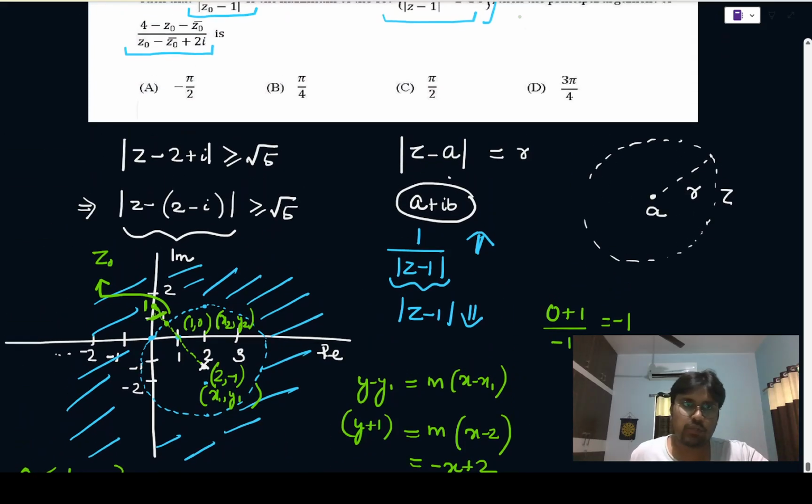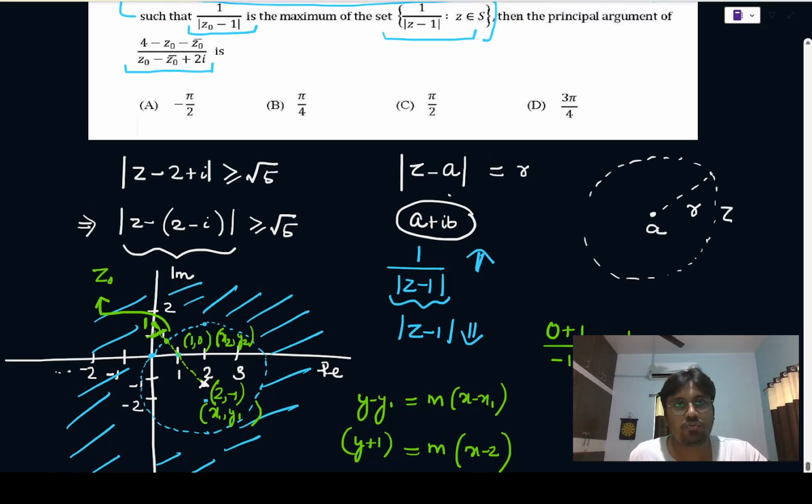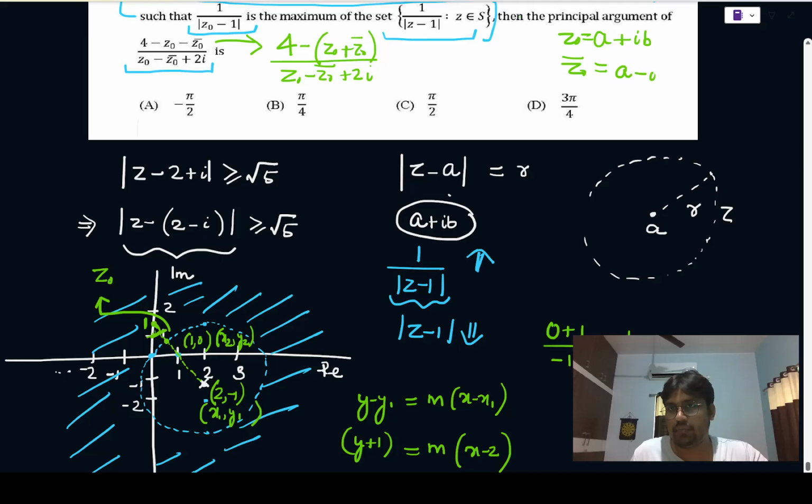And the expression that we are interested in is 4 minus z naught. So let's just simplify this. So it is (4 minus (z naught plus z naught bar)) divided upon (z naught minus z naught bar plus 2 iota). Is it right? Now if z naught is a plus iota b, z naught bar is the conjugate a minus iota b. So the addition of z naught and z naught bar is just 2a, 2 times the real part, a known property. So this can be simplified to 4 minus 2 times a divided by.